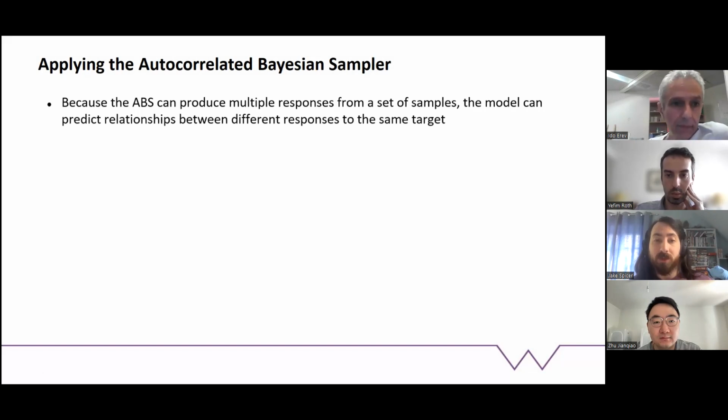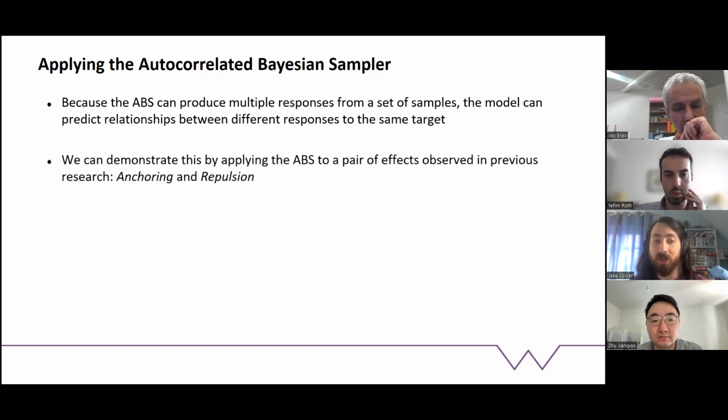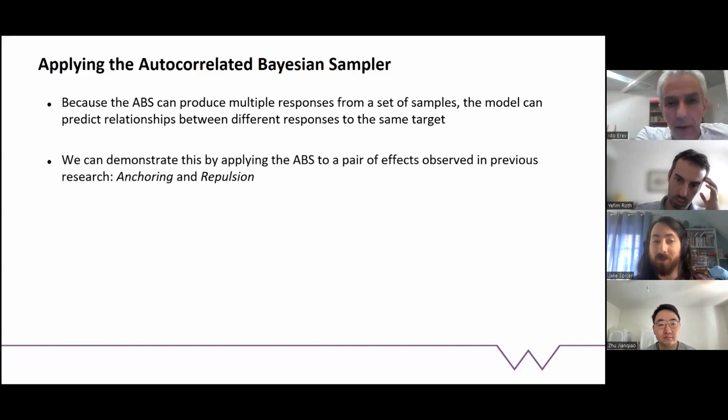One of the strengths of ABS is that the samples you retrieve from the posterior are able to be coded according to different responses. Essentially, they contain enough information to answer multiple queries. We might be able to predict some relationships between different responses, and you can see this in the connection between decisions and reaction times. But here we're going to be focusing on the connection between decisions and estimates from the same set of samples. This connects to a couple of effects that have been observed in previous research, named anchoring and repulsion.